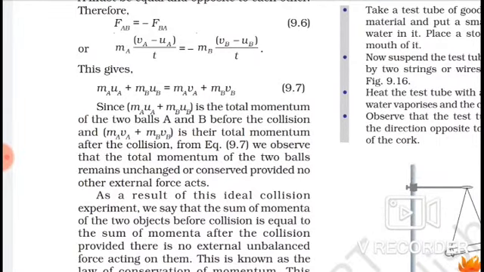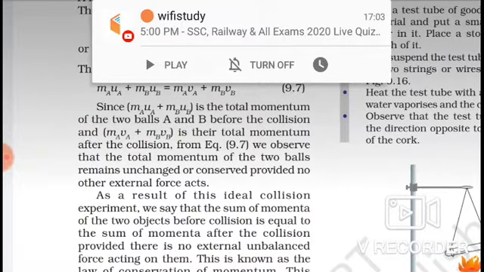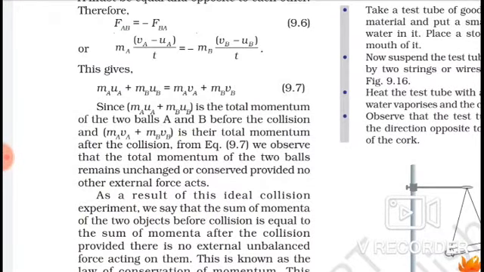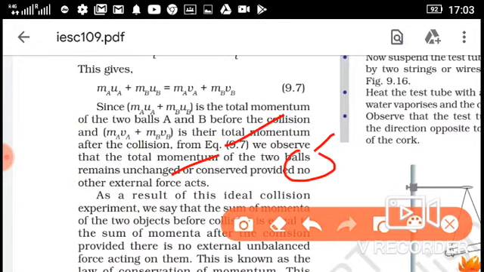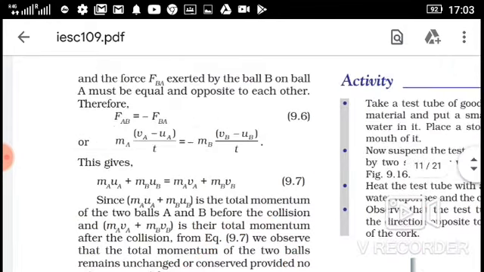Since MAUA plus MBUB is the total momentum of the balls before the collision, and after the collision the total momentum will be conserved. We observe that the total momentum of the two balls remains unchanged or conserved, provided no other external force acts. Okay, this is an important point. You should include this in your definition. This is not so difficult.